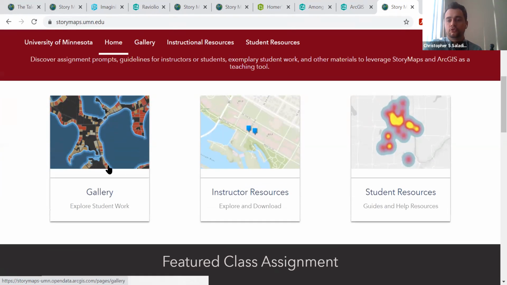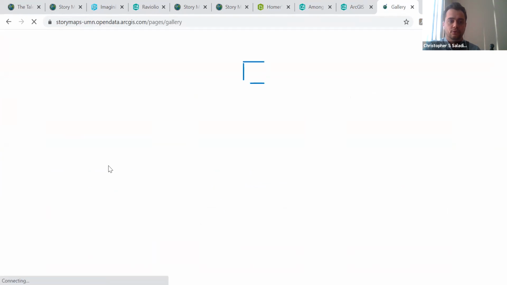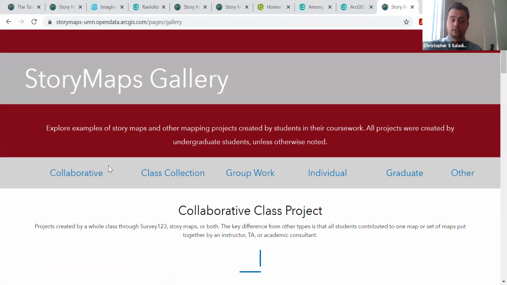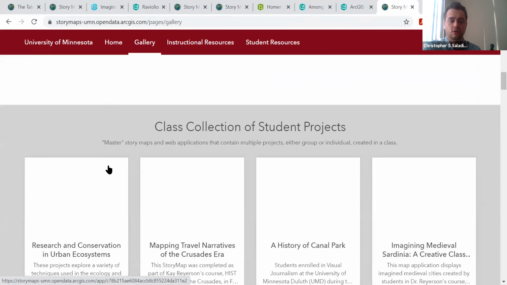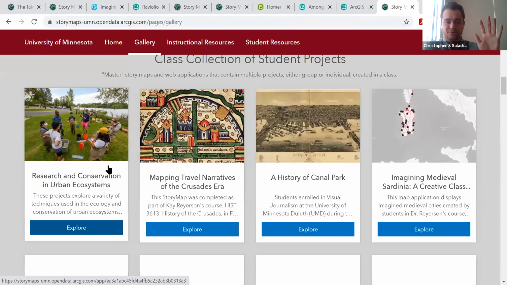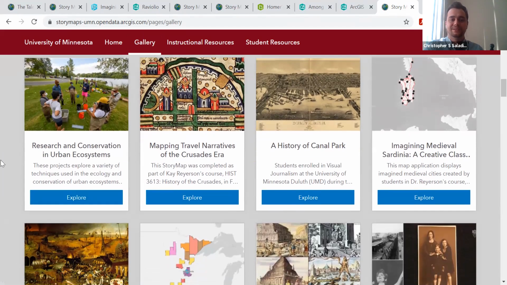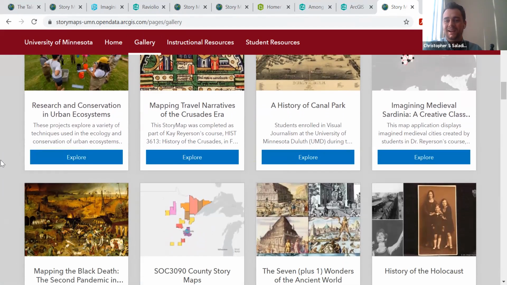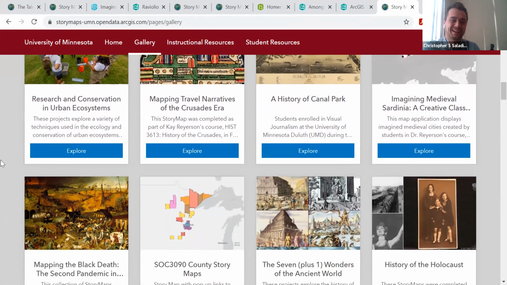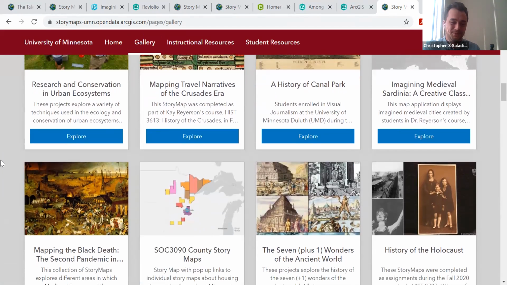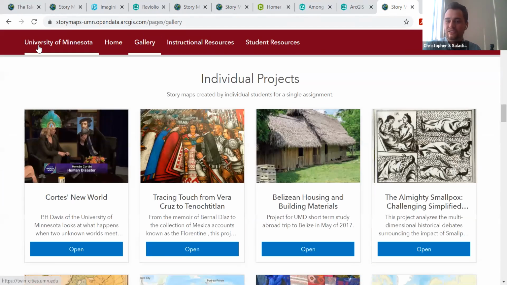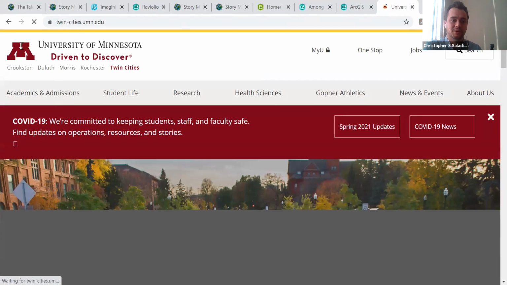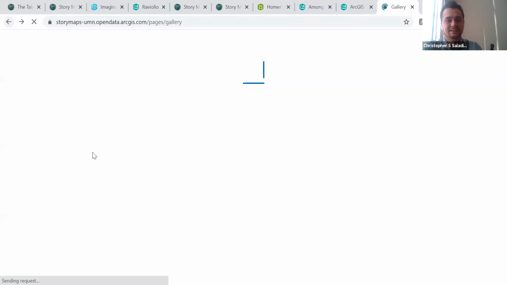And then there's also a gallery of many of the different student story maps that have come out of the projects that the team has worked with. So I encourage you to go in and browse through these. You'll see a lot of examples from Kay's class, for example, many of Kay's classes that have worked with story maps. And yeah, I guess the last thing to mention with this, oh, that's the UMN website.